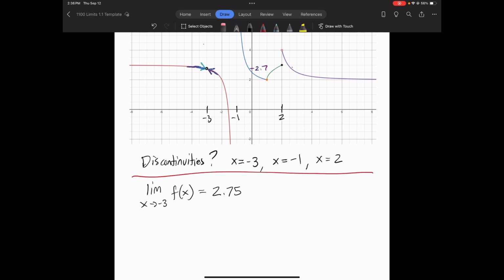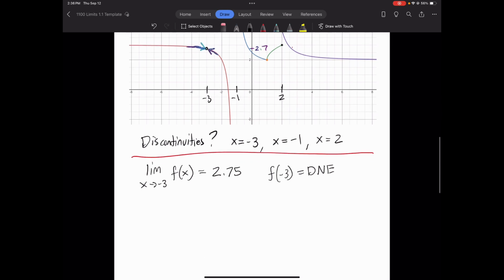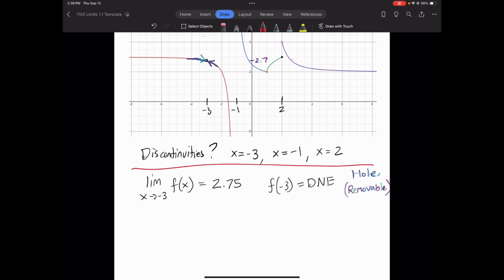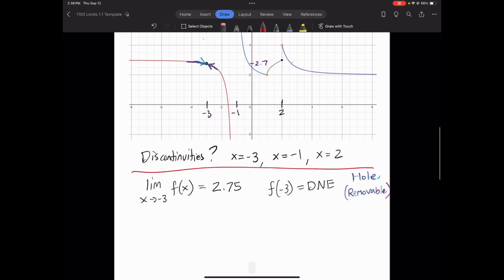Now, of course, that's different than what the actual function value is. If I try and plug in -3, I have an open circle there, and my function value doesn't actually exist. Well, the name of this type of discontinuity is a hole discontinuity. Or the other word you'll hear it called is a removable discontinuity, because it looks pretty much like a continuous function except for that open circle, except for that hole.